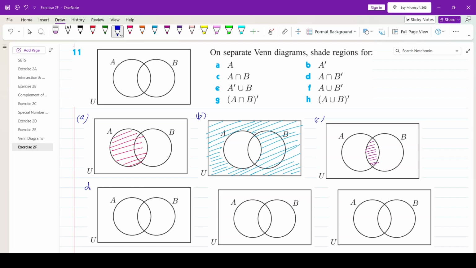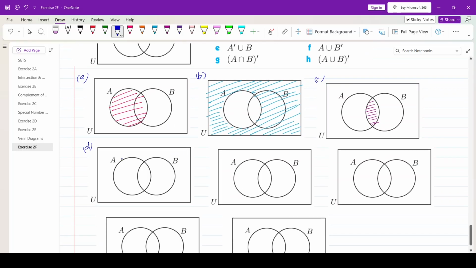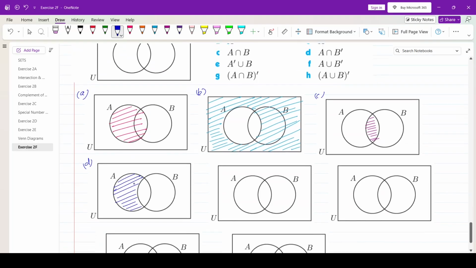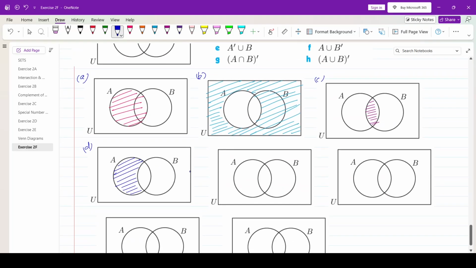Part D says A intersection B prime. So we know what is B prime. B prime is everything outside this circle. And what is A? A is this. So the part common in, outside this circle, and that is in A, will be this part. This is A intersection B complement.